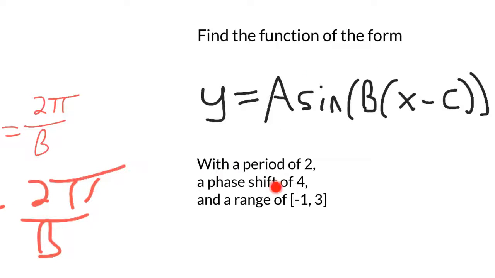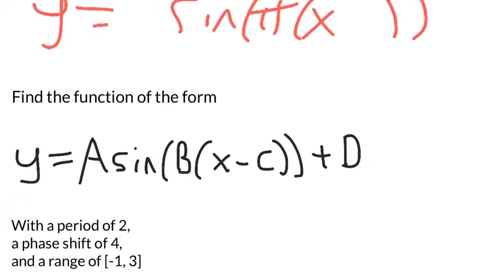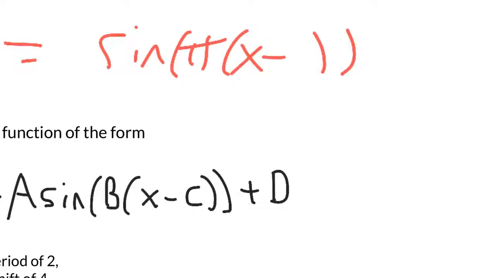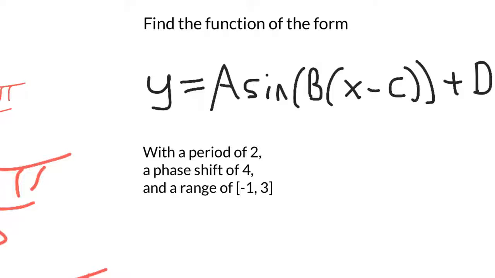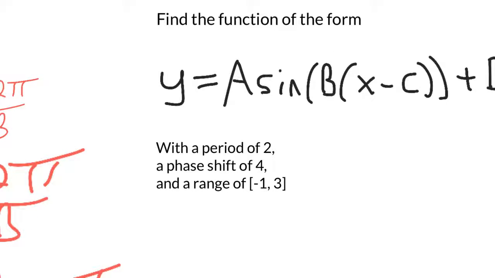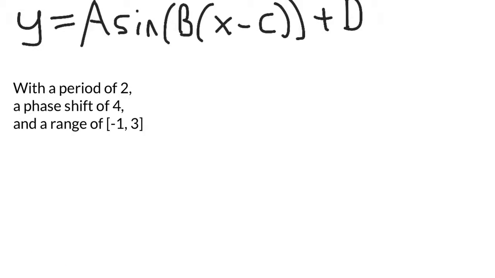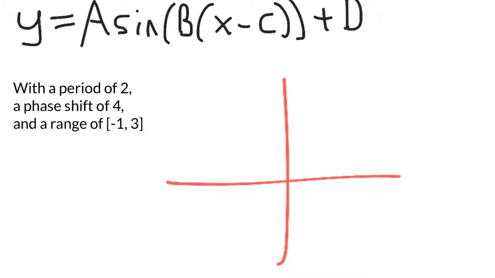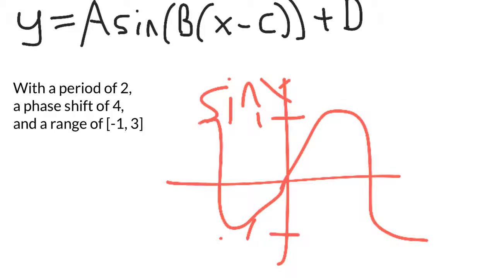Let's talk about the phase shift. If our phase shift is 4, then our c just needs to be 4. So I'm going to put an x minus 4 right in there. And then the range of -1 to 3. The range tells you how high or how low your y values can be. And just sine of x, that graph has a range of +1 to -1. Looks like that, okay, because it doesn't go any lower than -1, doesn't go any higher than +1.